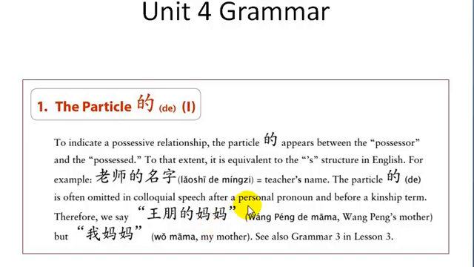But they're making the point here that in colloquial speech, referring to kinship, like between the mother and the son, often that 的 is removed, as in the example here, 我妈妈. You can say 我的妈妈, but they're more likely to say 我妈妈.